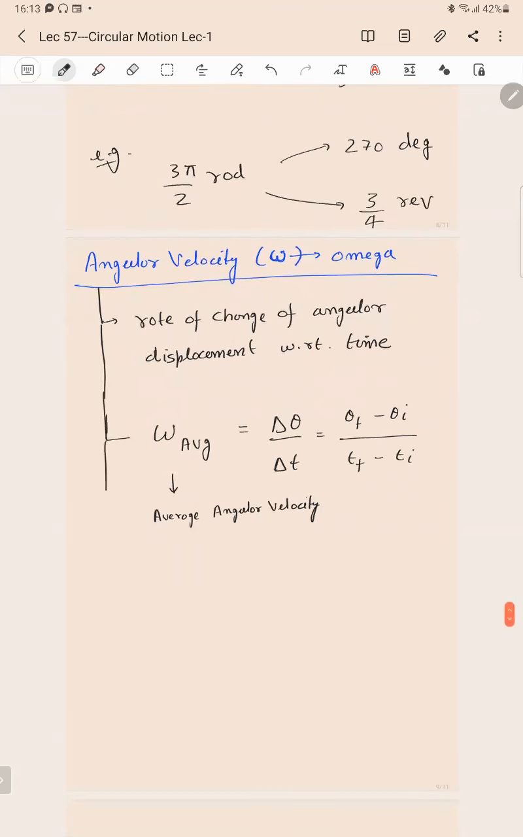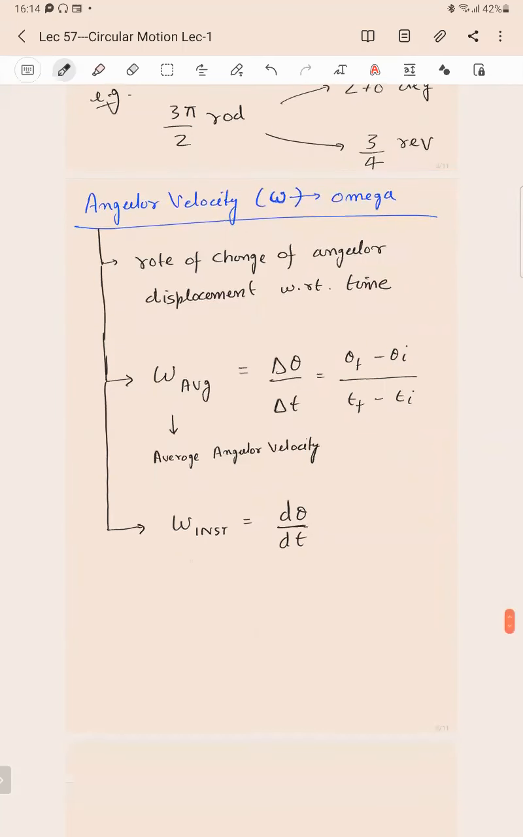There is one more omega, which is omega instantaneous, and it is defined as d theta by dt. Is it okay? Yes, sir. This is your instantaneous angular velocity. Everything is going in the similar format, no doubt about it.